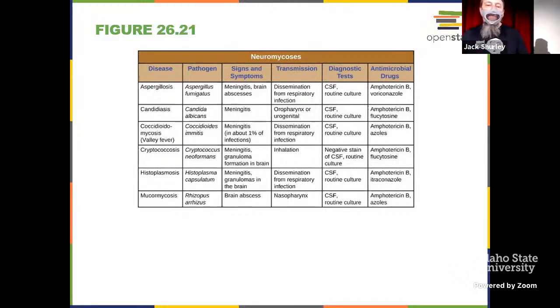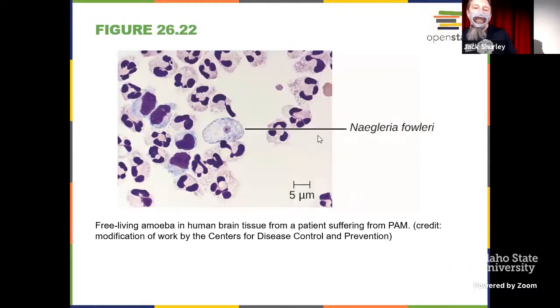And lastly, for our fungi, the mucormycosis Rhizopus, a common bread mold, has the potential for brain abscess, and it would be through the nasopharynx, inhalation of the spore, and then making its way up in there. Another terrifying fungus. You'll never look at a loaf of bread the same.